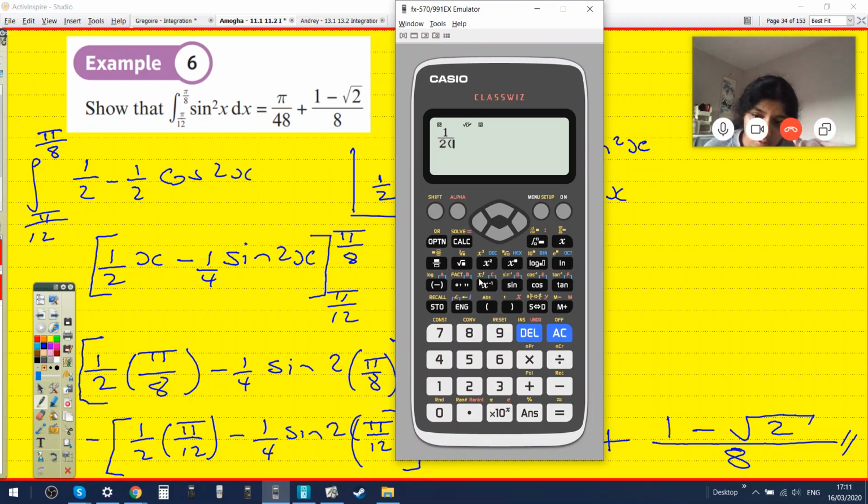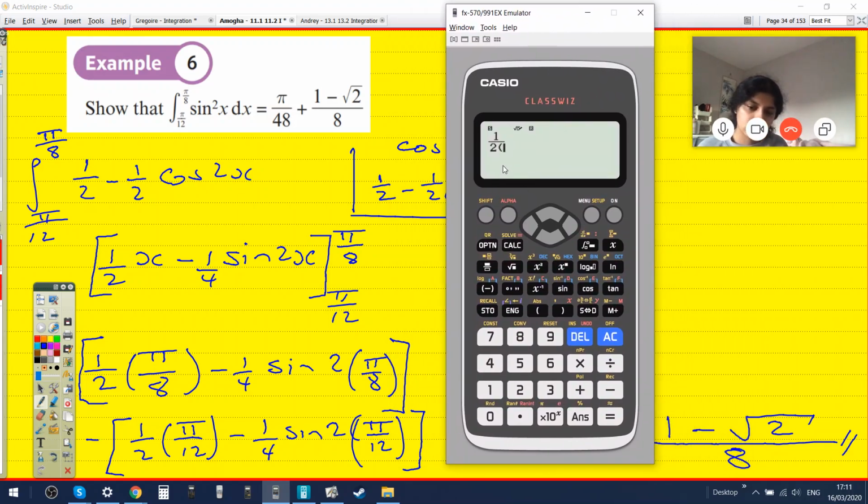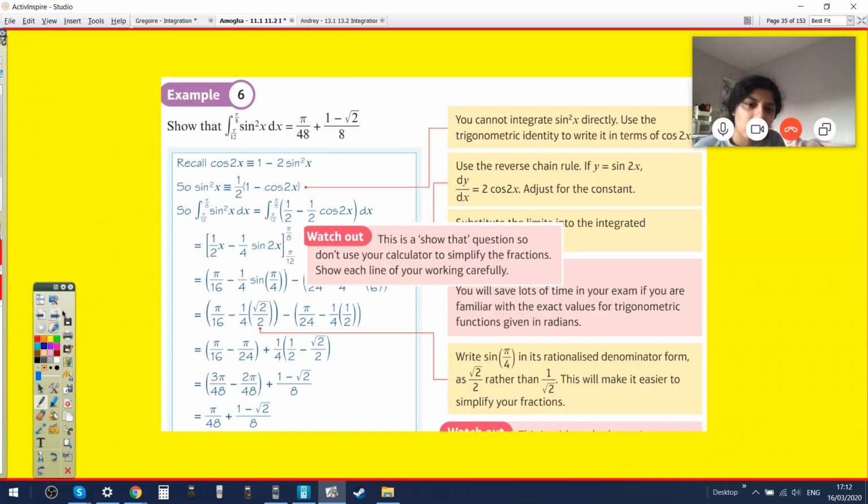Oh yeah, that's a good point. You might need a calculator for the, I probably just need it for the pi over 16 minus pi over 24, but I wouldn't actually need it. Yeah, okay, I got it now. I got pi over 48 plus 1 minus root over 8. Yeah, the answer. Great.